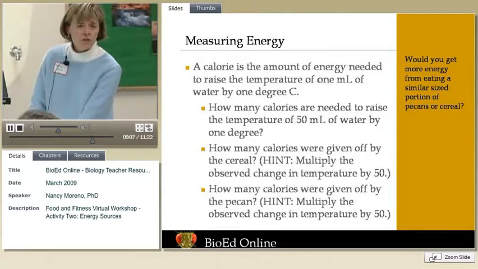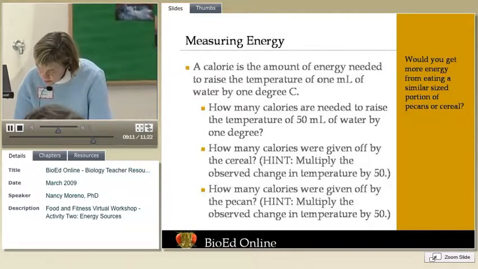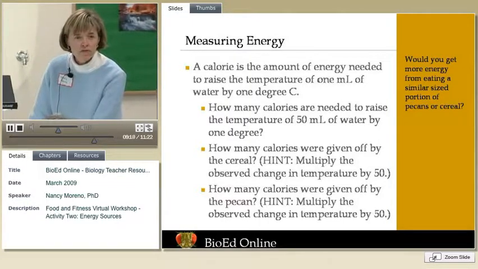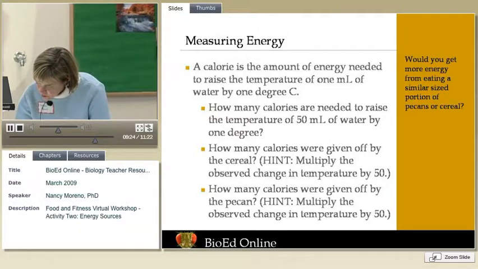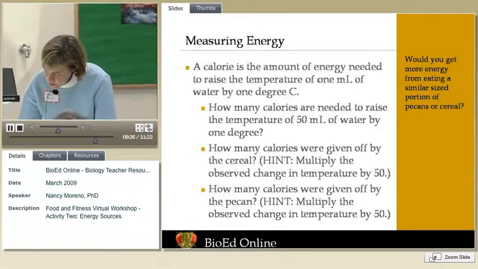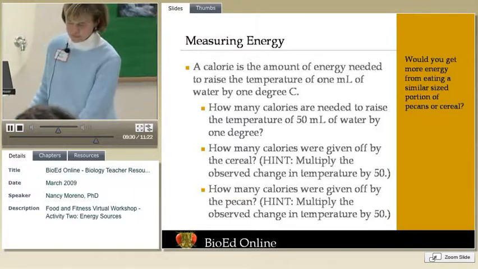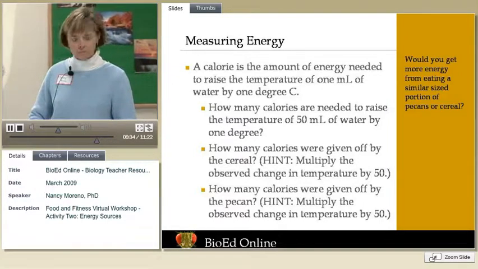Okay, second group. How many cereal pieces did you burn? 3. Okay, so 3. And how many calories when you multiplied the temperature change by 50? 250 calories. And when you burned an equivalent size of pecan? It's the temperature change times 50? 700.